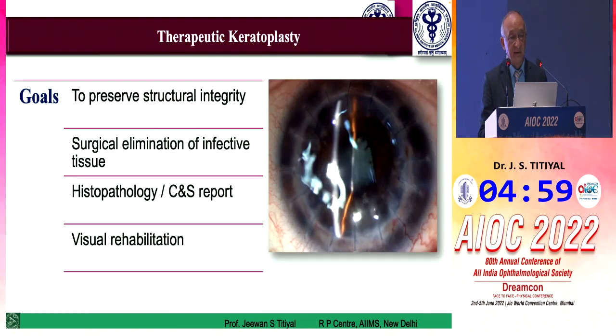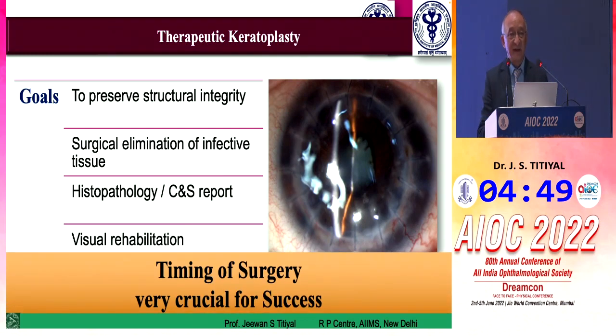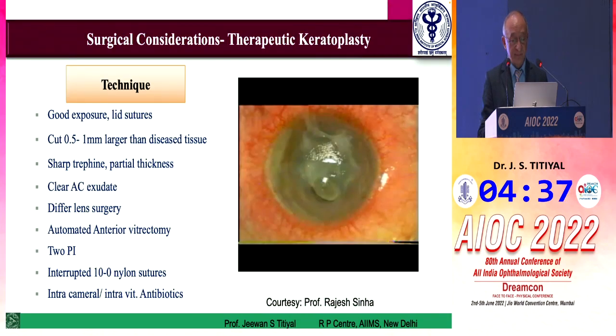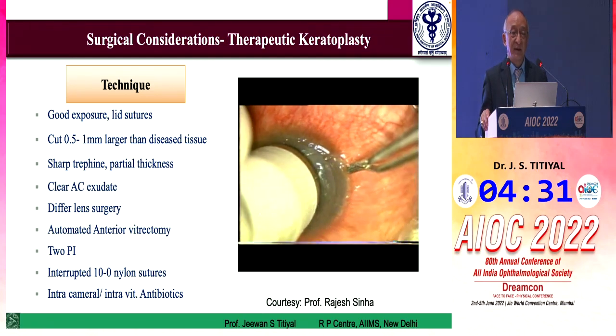We like to save the eye, the integrity of the globe, remove the entire infectious load, keep the normal healthy corneal tissue of the patient, and replace with healthy tissue. Send the button for culture and sensitivity to get the actual organism if possible. Therefore, I think this last line, the timing of surgery, is very, very crucial to achieve good success. And surgery-wise, it is not different than any surgery you do in terms of full-thickness keratoplasty.